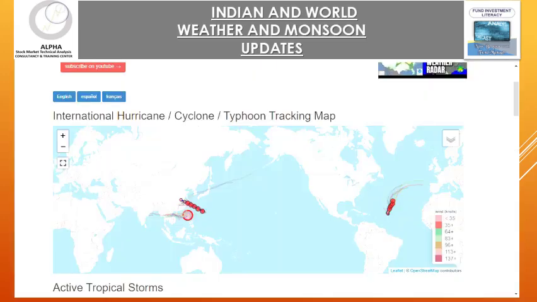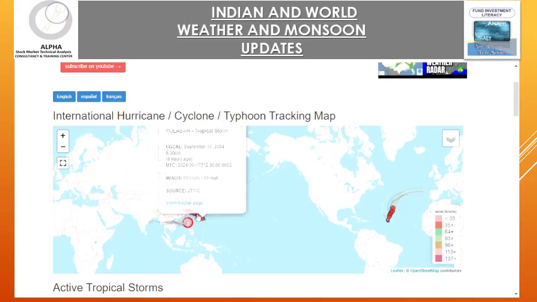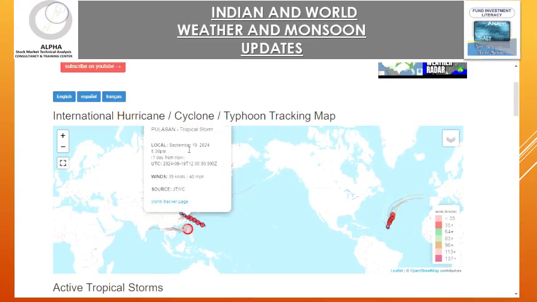So here I have pulled over a map. You can see that this is India right here, and you can see some red dots over here. So these red dots are nothing but an ongoing tropical storm. Let's understand which one it is. So this one is Pulasan. It's a tropical storm, and it became a storm on September 17th, and it's going to make a landfall according to them on the 19th of September in China. So it's very much near Taiwan right now.